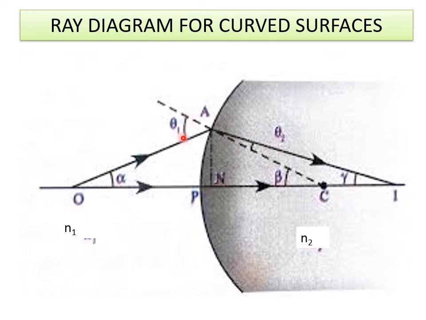So what happens to this? Theta 1 is nothing but your angle of incidence. Since the ray is traveling from a rarer to a denser medium, we know the ray refracts towards the normal. So this is the refracted ray. OA is the incident ray, and AI is the refracted ray. As O is a point object, the image will also be a point. I hope you have understood up to here.